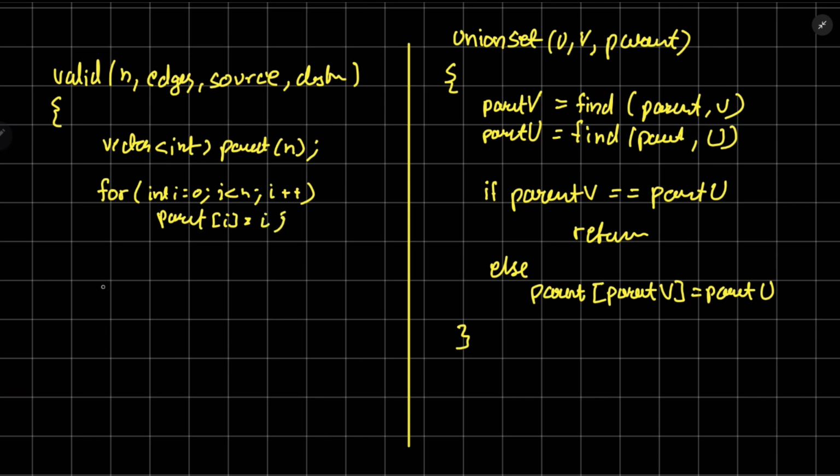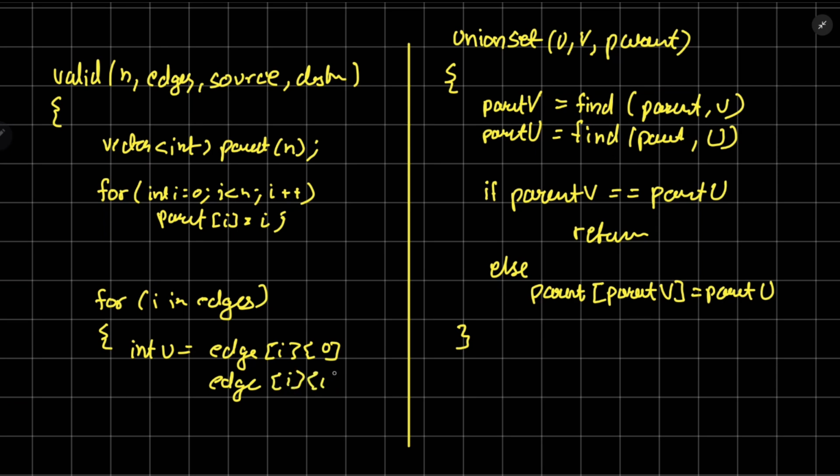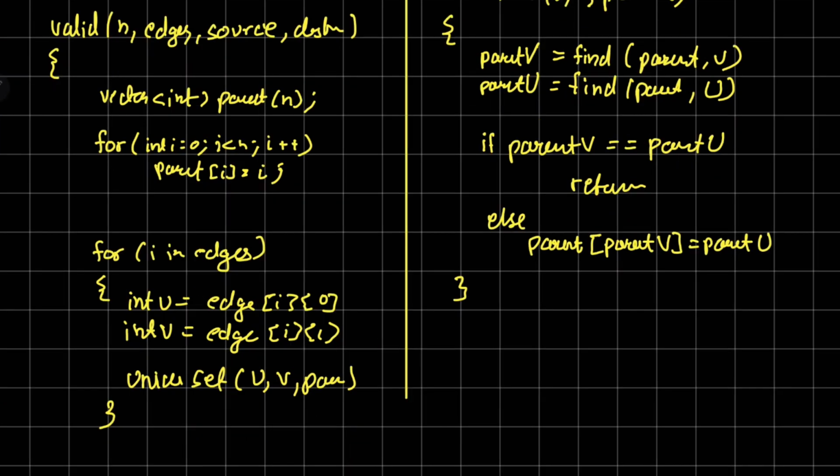Now let's move on to traversing the edges matrix itself. So for i in edges, the first vertex will be int u is equal to edges of i and 0, and that will be edges of i and 1, that is int v. And now we just have to call the union set function over them. Union set u, v, parent. Now that union set will make all the sets, and that will be represented in the parent array.